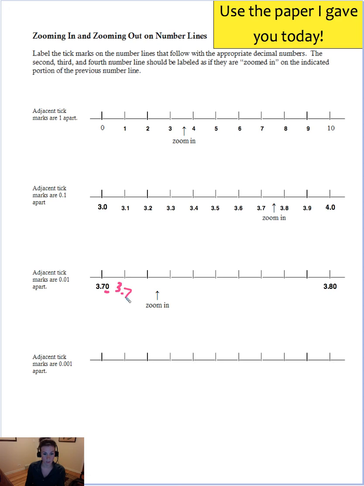So 3.71, 3.72, and I did that all the way up to 3.80. Again, make sure you write that down.